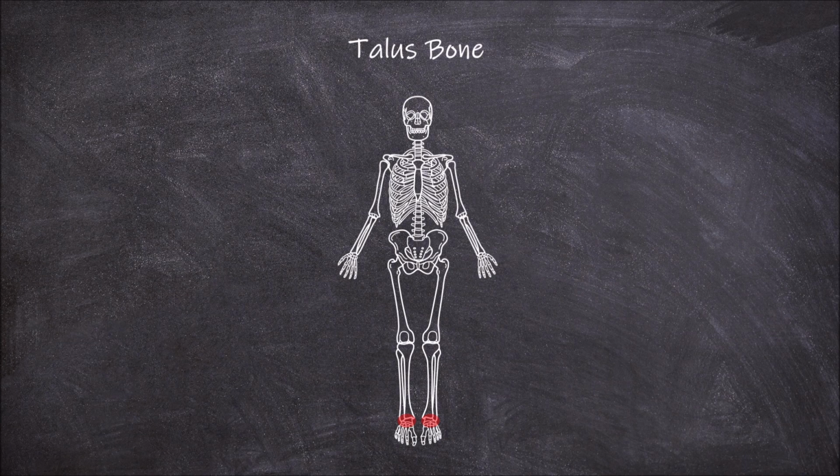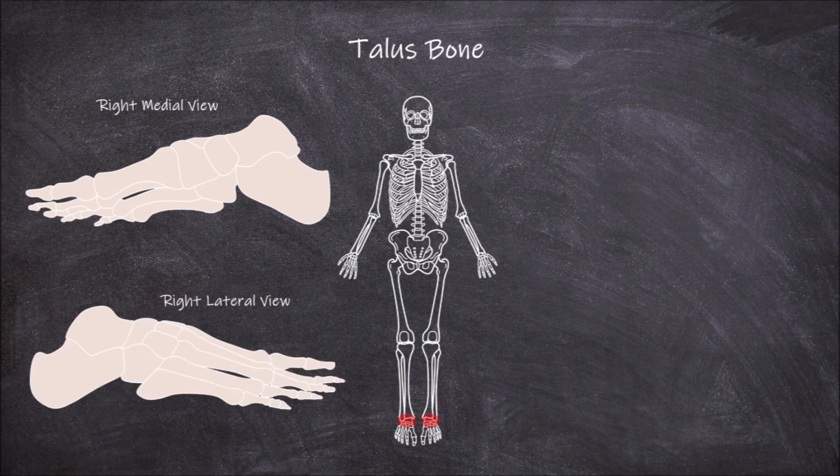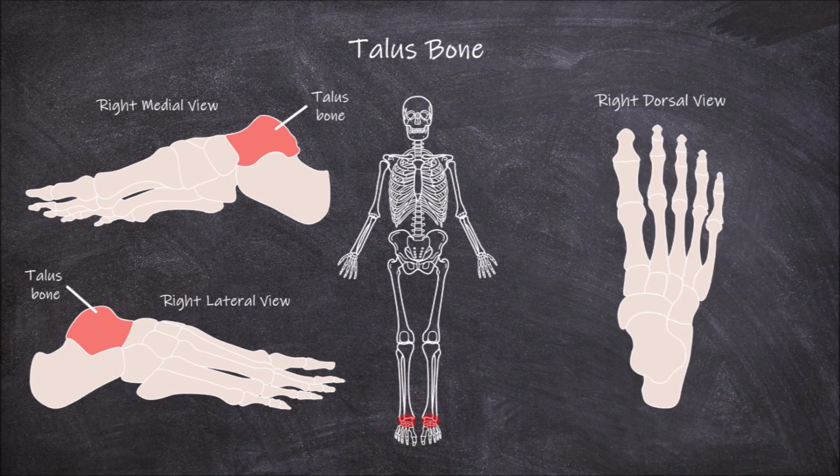If we look more closely at the medial and lateral view of the right foot, we can see highlighted in red the talus bone is located at the posterior region of the foot. If we look at the dorsal view, which is the top of the foot, we can see the talus bone highlighted in red in the posterior region of the foot.